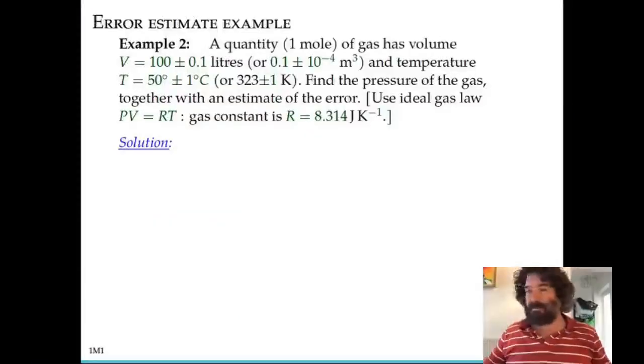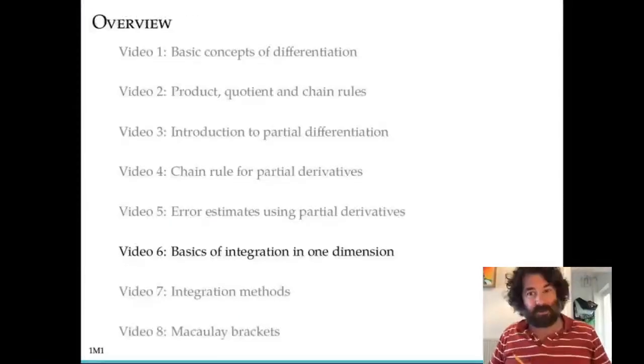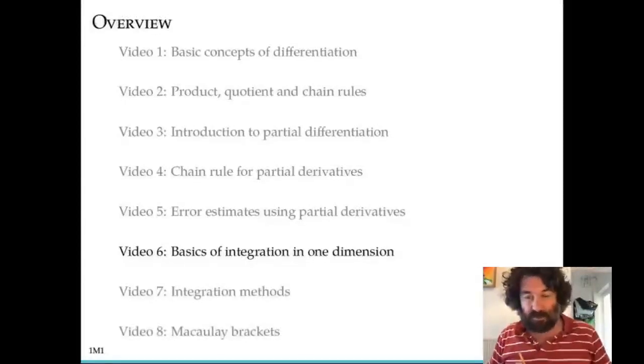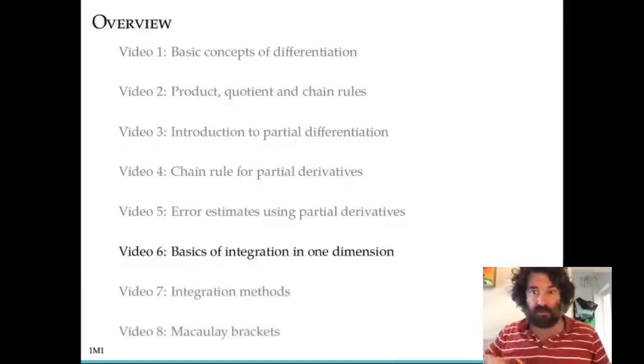So this is the end of this video. In the next video, we're going to go into another topic in calculus, integration. So we'll leave partial derivatives for the moment and move on to integration.